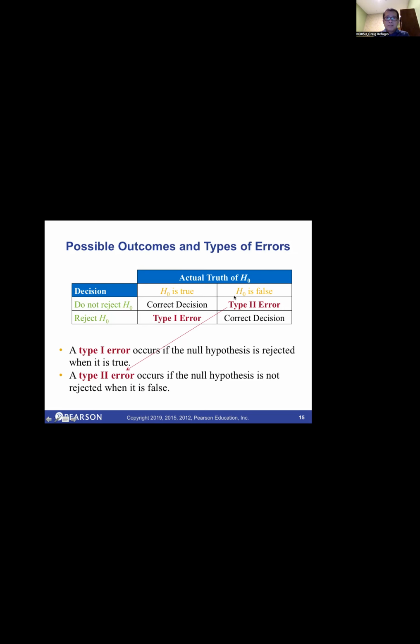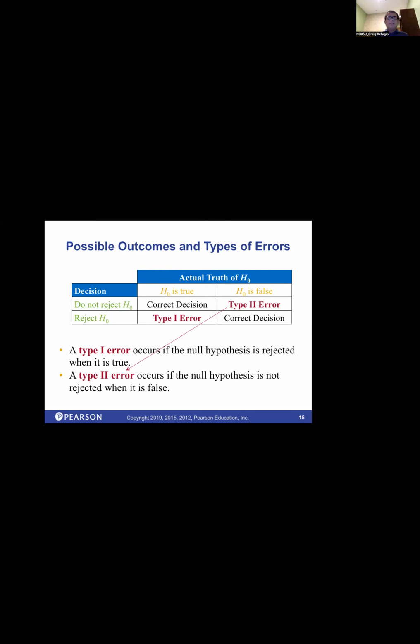Now, in terms of decision, you do not reject HO because HO is true. Then you made a correct decision. Because in research, if that is true, then you have to accept that one. You do not reject HO because HO is true. Then you made a correct decision.